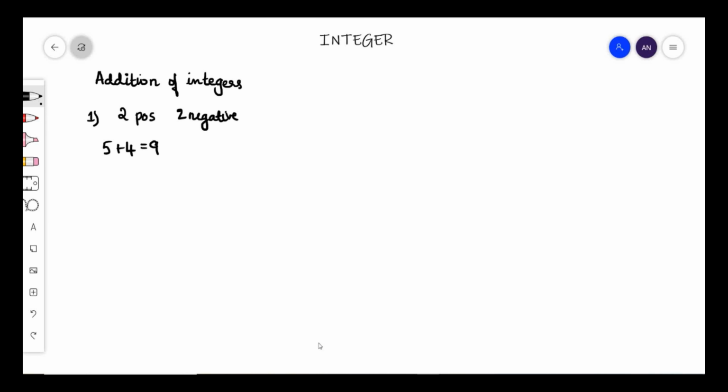Similarly, 10 plus 3 is 13. So this way you add two positive integers.